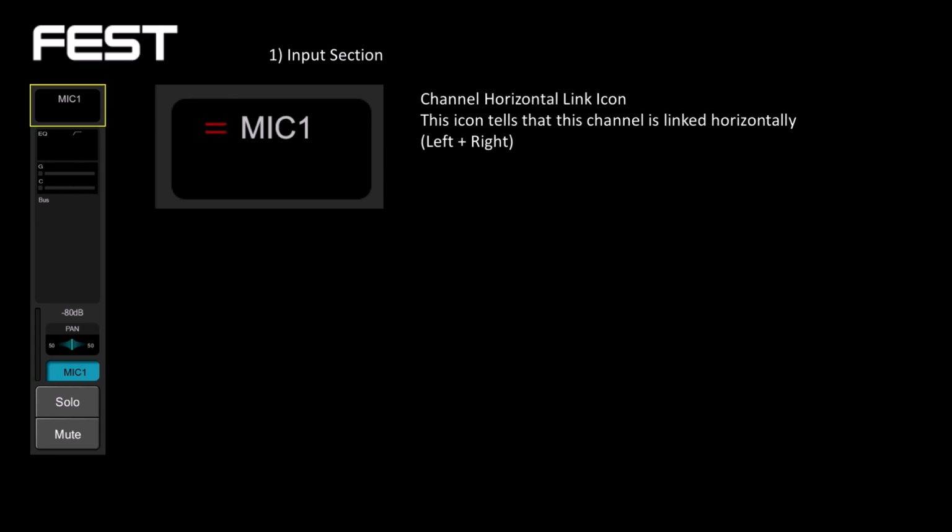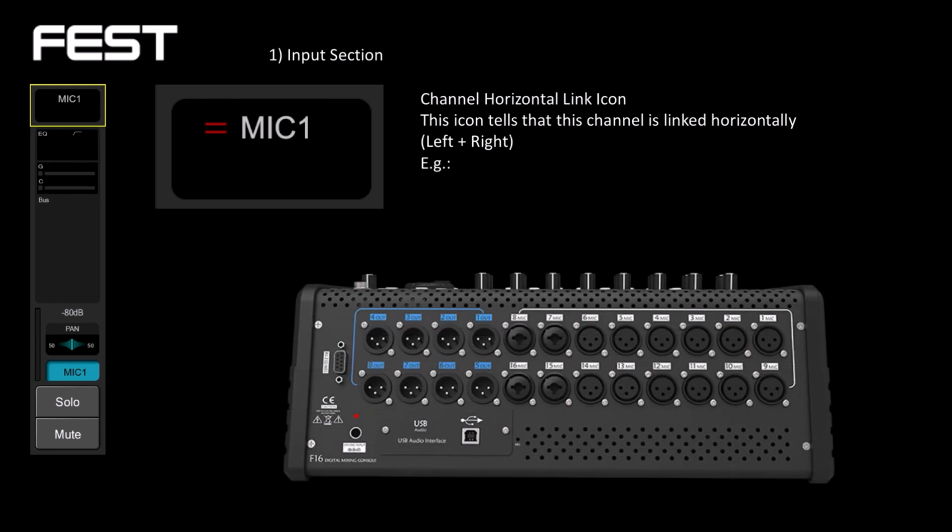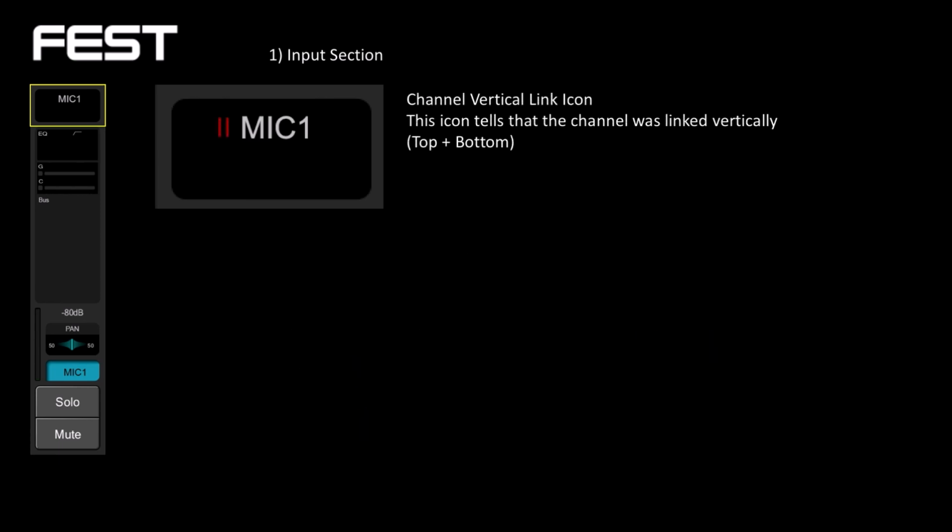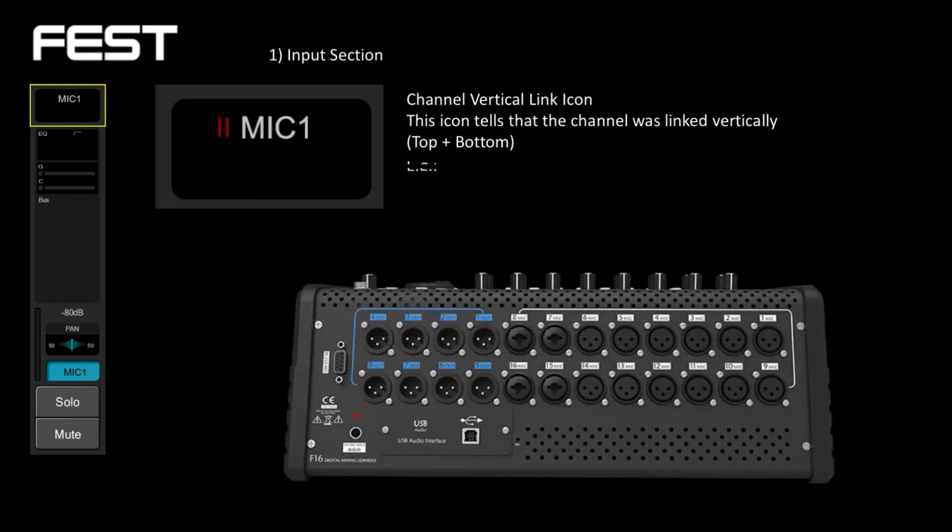Channel horizontal link icon. This icon tells that this channel is linked horizontally, left and right. Example, channel 1 and channel 2, channel 3 and channel 4, channel 5 and channel 6. Channel vertical link icon. This icon tells that the channel was linked vertically, top and bottom. Example, channel 1 and channel 9, channel 2 and channel 10, channel 3 and channel 11.